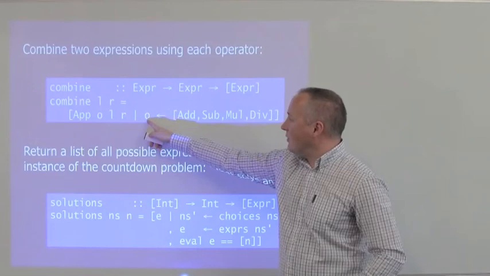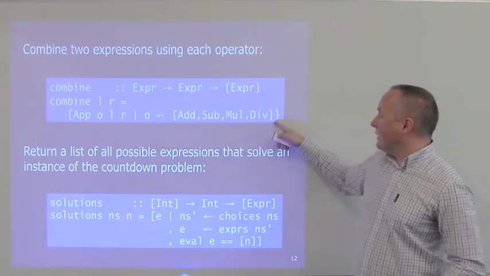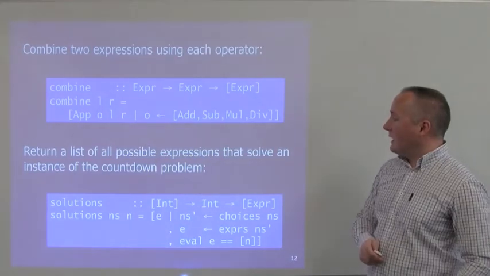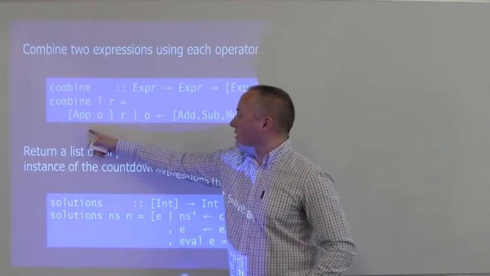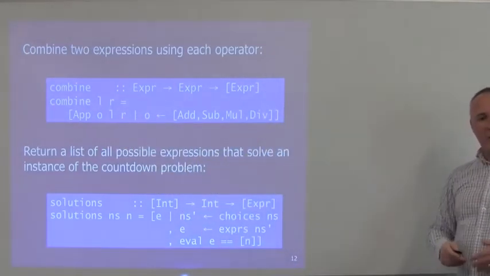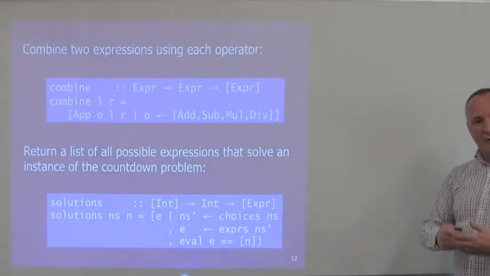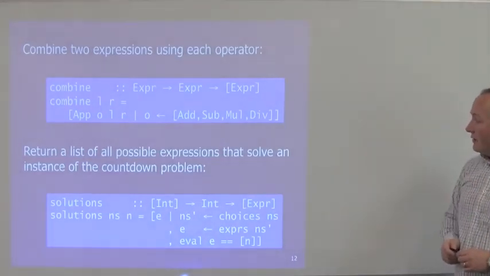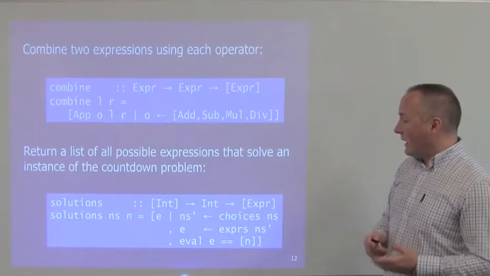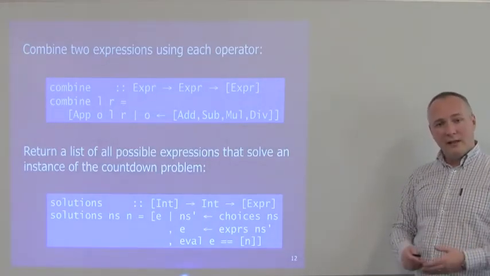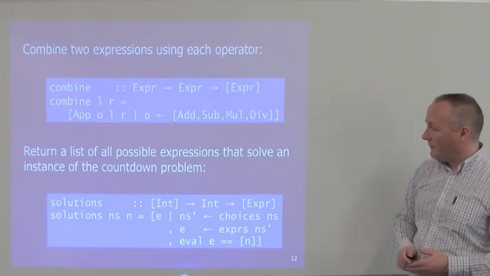I'm going to range O for an operator over the 4 operators here, add, subtract, multiply and divide, and we just package up an application of the appropriate operator to L and R. So this is just taking 2 expressions and forming the 4 possible expressions using the 4 possible arithmetic operations. So now we can define our first solution checker, just using these simple functions which we've been writing.